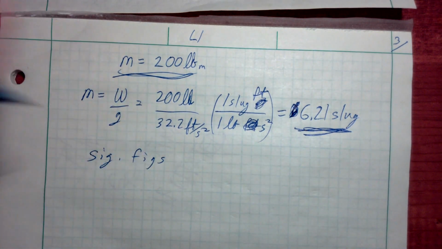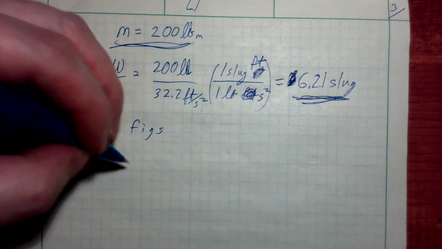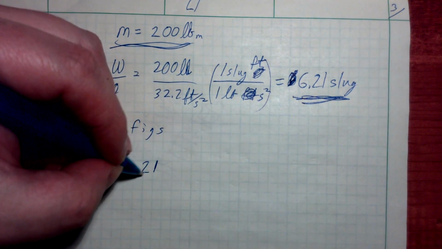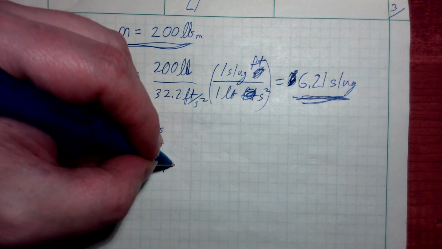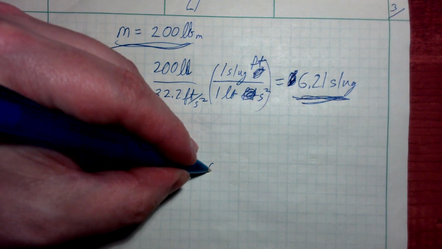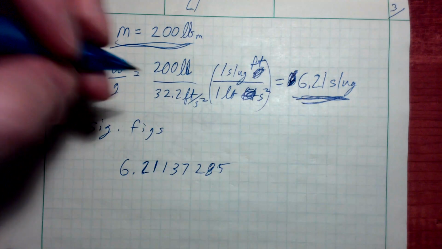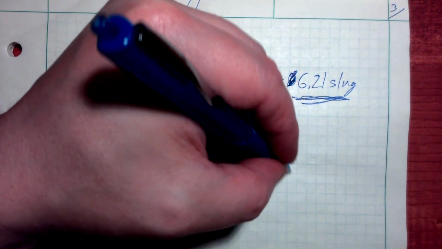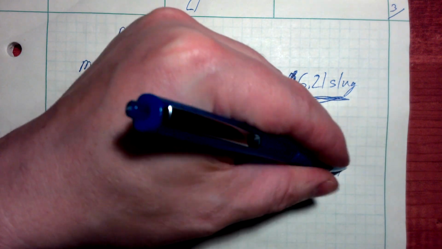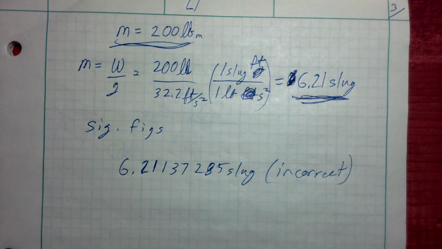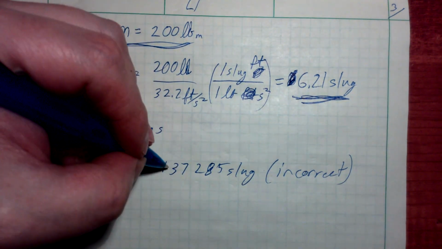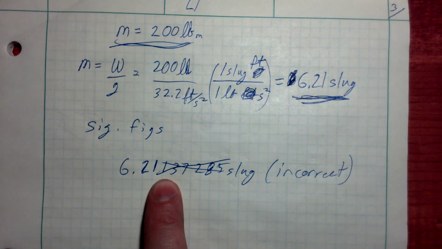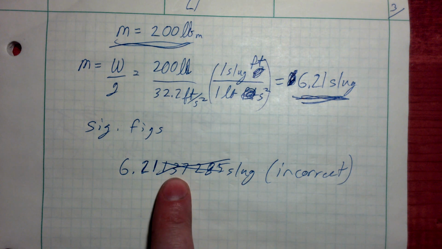I normally don't, as we've already mentioned several times. Let's make sure we've mentioned it here: sig figs. If you said it's 6.2113728, I don't know what it is, but that is incorrect. Why is that incorrect? Well, because you can't measure these. You might be able to measure this one. Almost no way you're measuring this one.